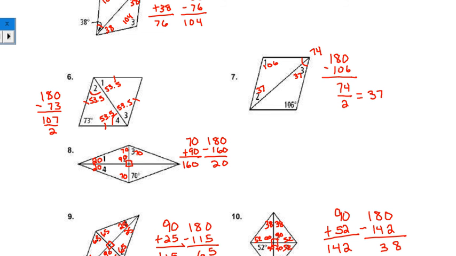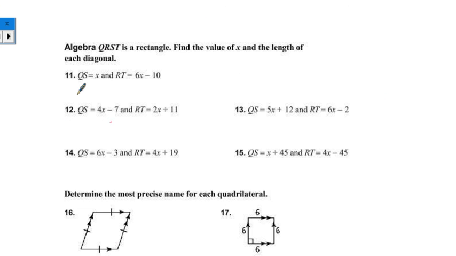So for the back side of that worksheet, take a look. So we've got the diagonals. Guys, if you have the diagonals, diagonals have to be congruent to each other. So let's start with number 11. We'll find places to work.